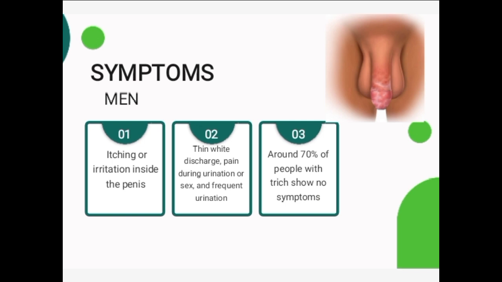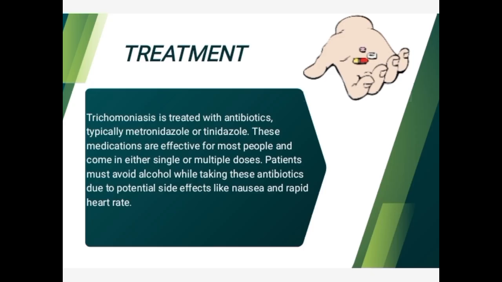So what could be the possible treatment if someone has this kind of disease? Accordingly, it can be treated with antibiotics, typically metronidazole or tinidazole. These medications are effective for most people and come in either single or multiple doses. If the patient is taking these antibiotics, he or she must avoid alcohol, for it has the potential for side effects like rapid heart rate.